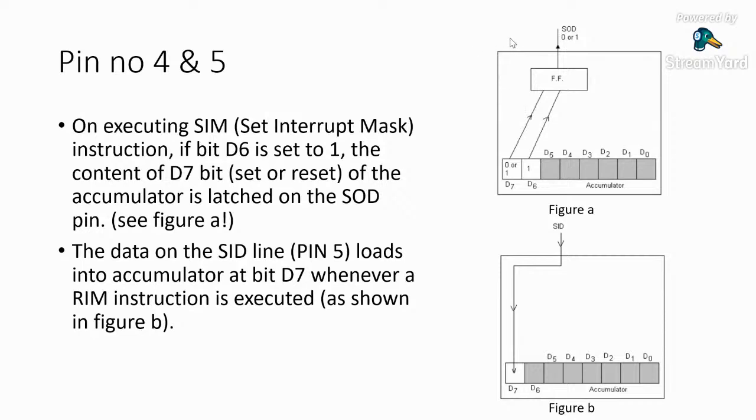After that, the data on the SID line, pin 5, floats into the accumulator at bit D7 whenever a RIM instruction is executed. So this is RIM, read interrupt mask, being executed. Then the data on pin 5 is loaded to D7 here.